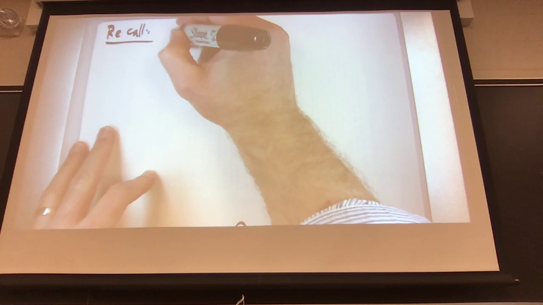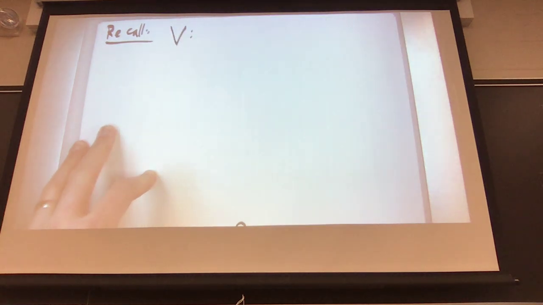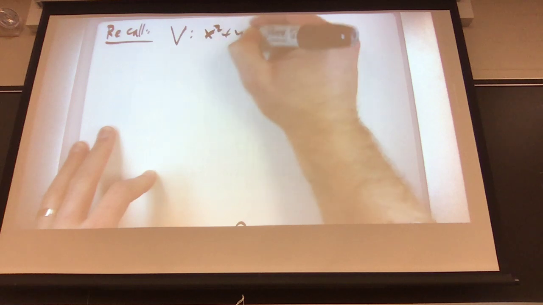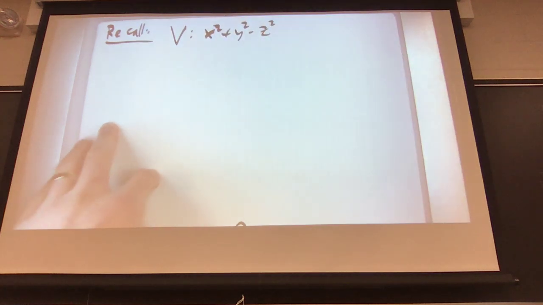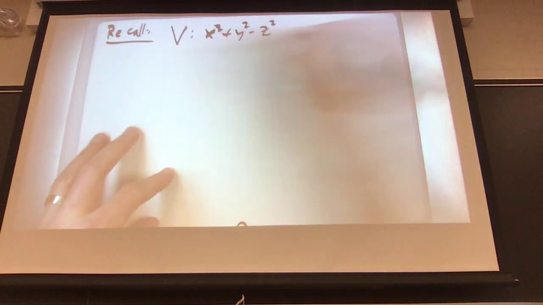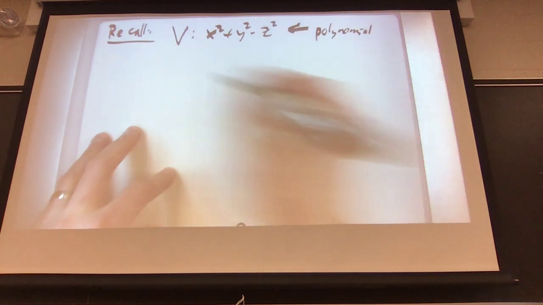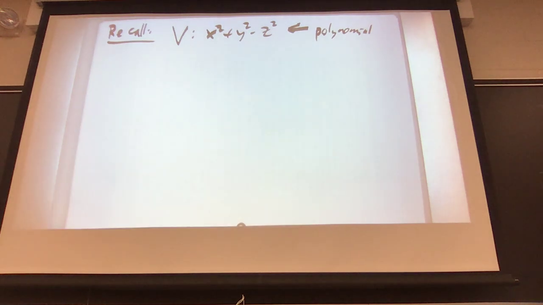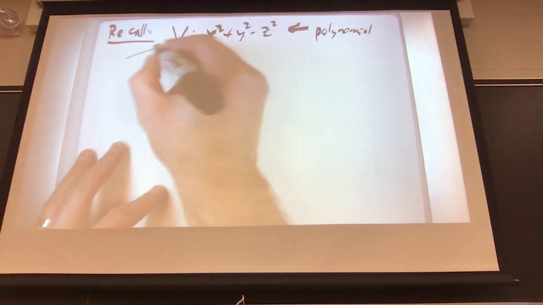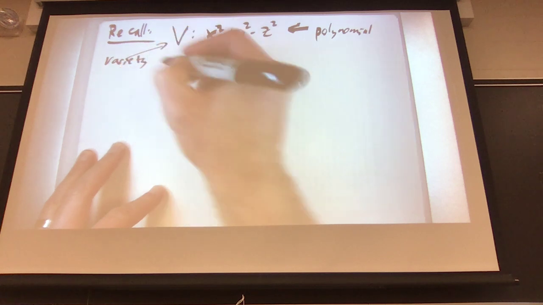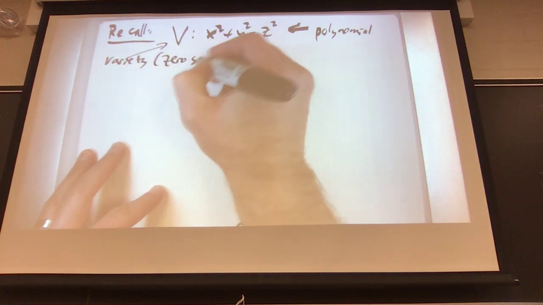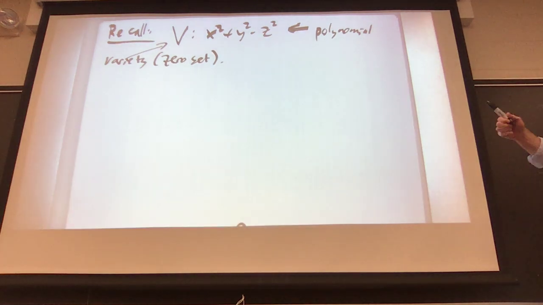We're trying to understand this variety. Let's introduce a little bit of notation. So here's a variety, x squared plus y squared minus z squared. By that I mean the zero set, so that's a polynomial. And by V, I mean the zero set of this polynomial. This is a variety, a zero set. In other words, when is that thing equal to zero? x squared plus y squared minus z squared.